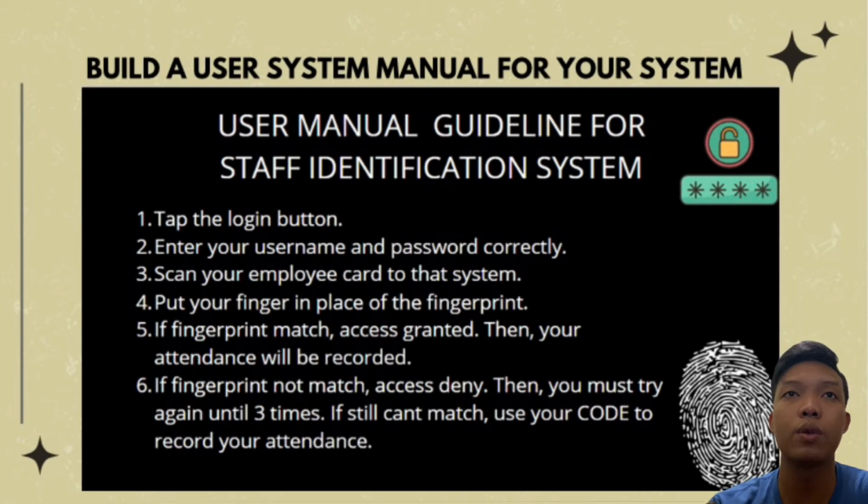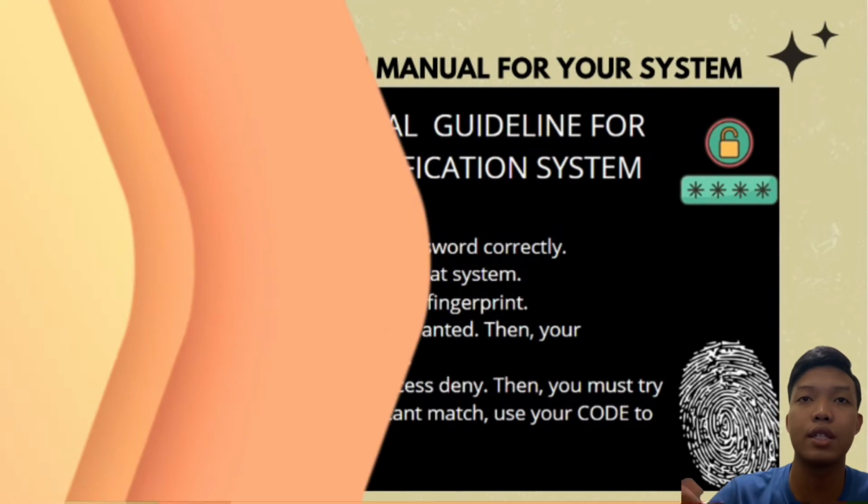We must build a user system manual for our system. The user manual guideline for the staff identification system is: first, you must tap the login button, enter your username and password correctly, scan your employee card to the system, and put your finger in place on the fingerprint scanner. If the fingerprint matches, access is granted, then your attendance will be recorded. If the fingerprint does not match, access will be denied. Then you must try again up to 3 times.